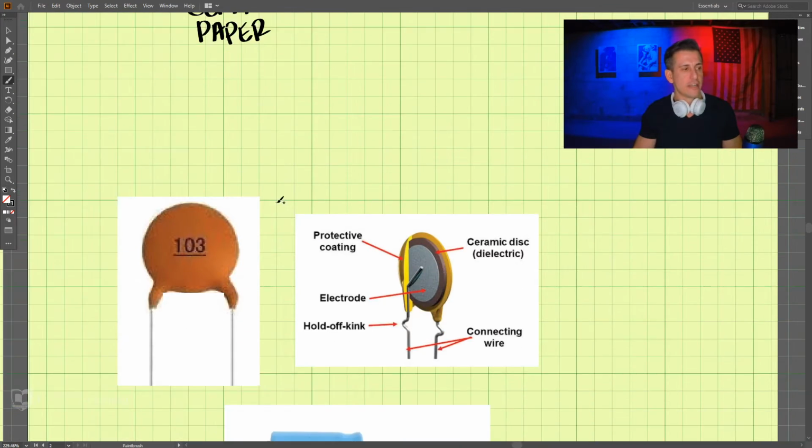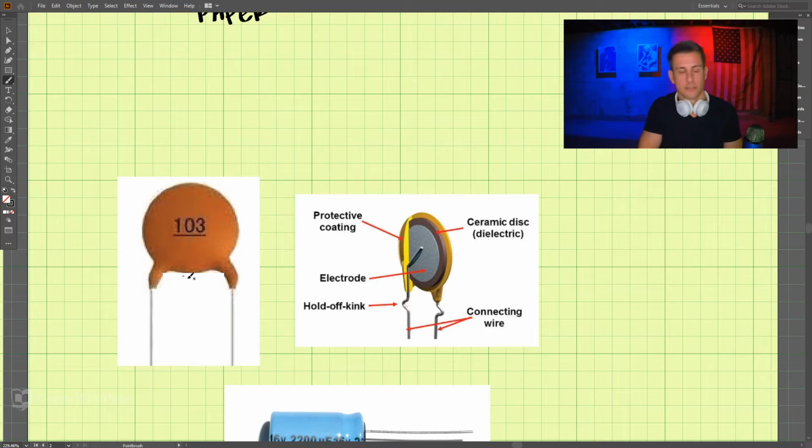And if we take a look, this is a capacitor, and it has a protective coating on it. On the inside, we have two electrodes, one connected to each wire, and then in between the two electrodes, we have a ceramic disc, which is the dielectric. Okay, so maybe you've seen capacitors like this.